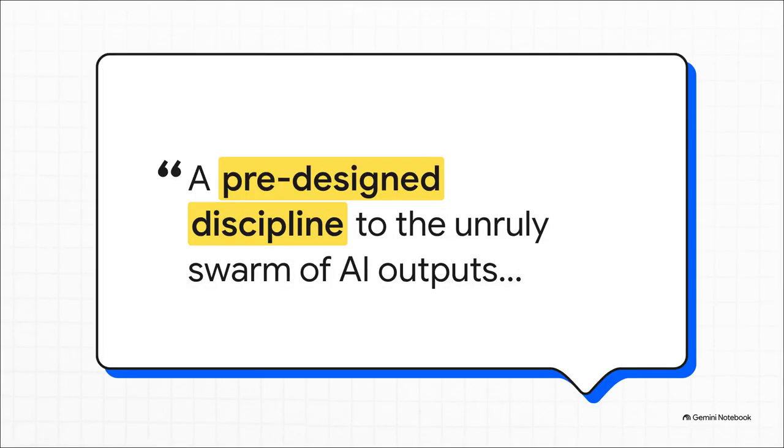I want to leave you with this incredible quote directly from the research. The pre-rendering layout guard provides a pre-designed discipline to the unruly swarm of AI outputs. AI is brilliant for sure, but it is an unruly swarm. It absolutely requires our structural discipline. So as you go back to your desk today, ask yourself, where else are you accepting the unruly swarm of AI output without a shift-left mentality? How can you apply strict pre-designed validation to your own daily collaborations with AI to stop your projects from visually or logically collapsing? Think about that.